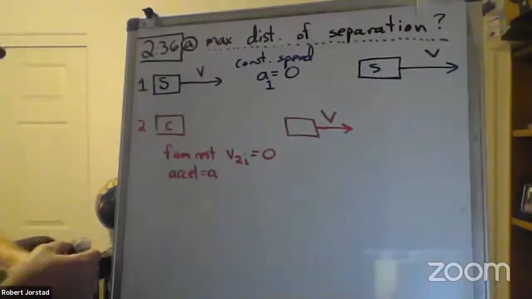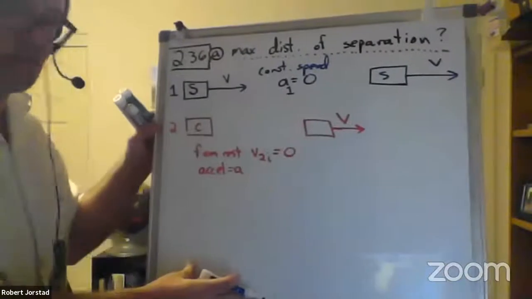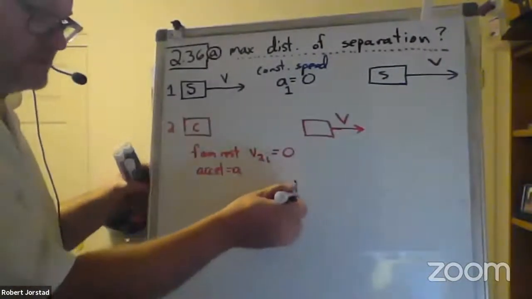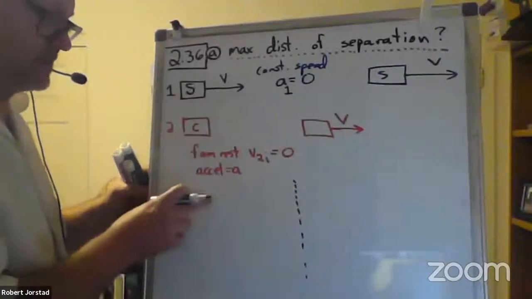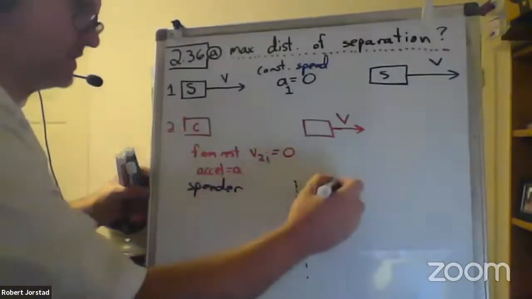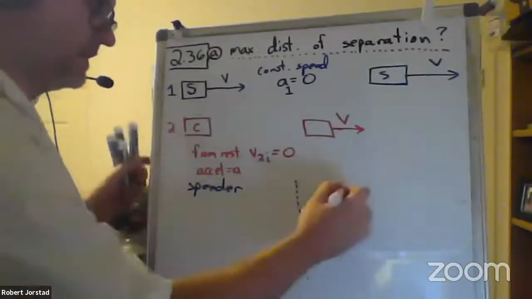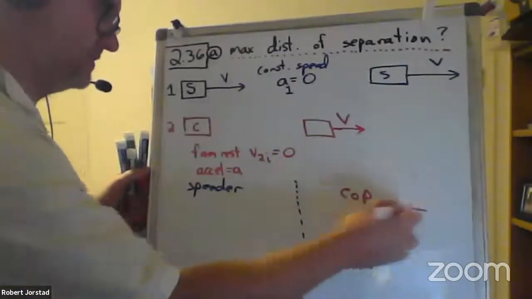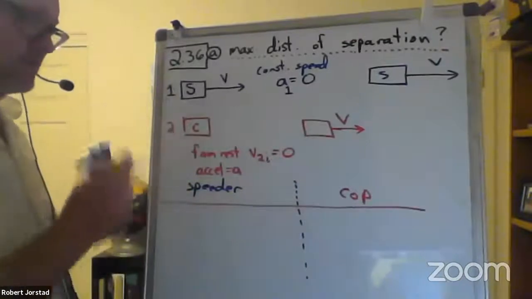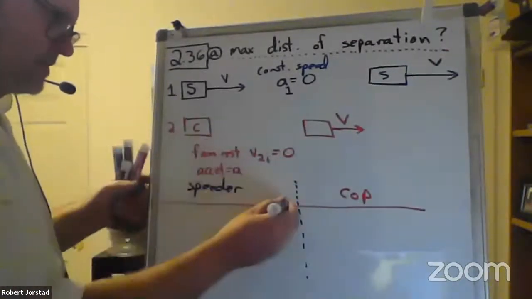All right, now it's exactly the same as every other problem. What I would do is just split the page down the middle. This side could be the speeder. This side could be the cop. If you could color code it, great. If you can't color code it, that's fine. But you've at least got the subscripts to go from, right? So in this case, let me do this side purple.